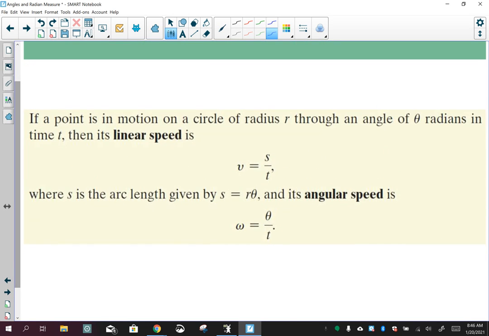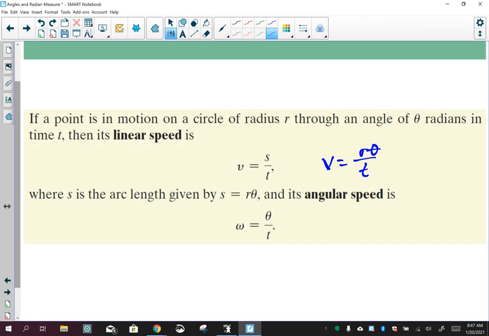Linear speed. If a point is in motion on a circle of radius r through an angle of theta radians in time t, then its linear speed, or velocity, is s over t, where s is the arc length, which we just looked at. So really what you're looking at is v equals r theta over t.